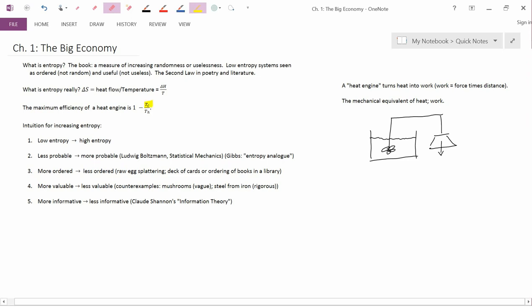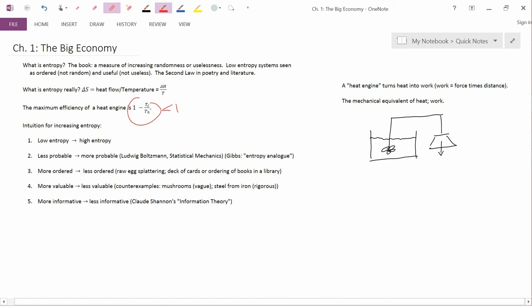Tc is the temperature of the cold region, and Th is the temperature of the hot region. So in an internal combustion engine, Th is the temperature of the exploding gasoline, and Tc is the ambient air temperature around the engine. And it turns out one can show, using the second law of thermodynamics, that the maximum efficiency of a heat engine is 1 minus Tc over Th. Now, note, Tc is less than Th, and so Tc divided by Th is less than 1. So 1 minus Tc over Th is less than 1.